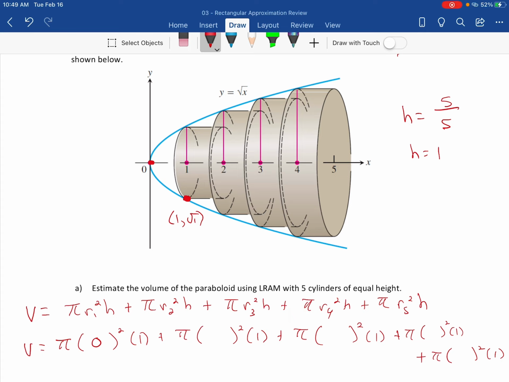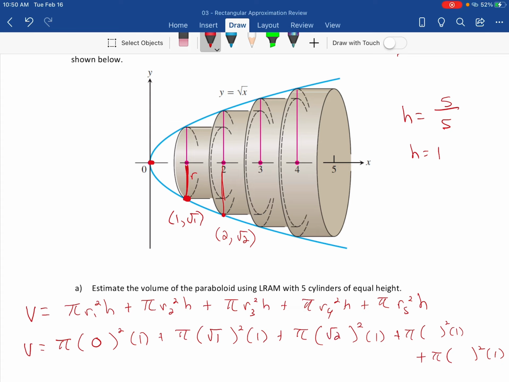But notice that y value is the radius. Each of these cylinders, that y value that we're talking about, is the radius. So if we find each y value, we found each radius. So the second radius really here is root 1. Then this next one, we're evaluating now at x value 2, and I want to find that y value, so I sub it into the original function, so that's root 2. And again, that y value is just the radius.